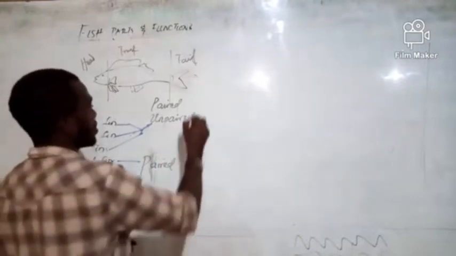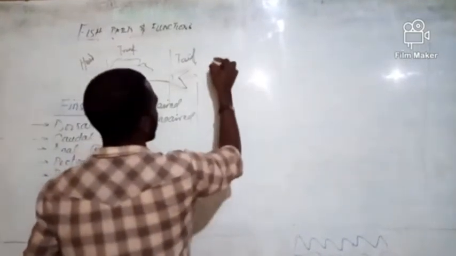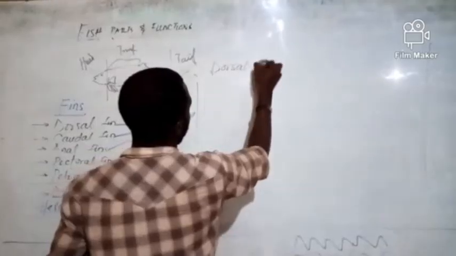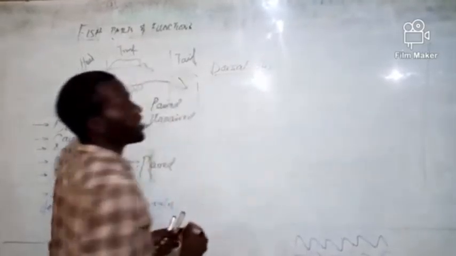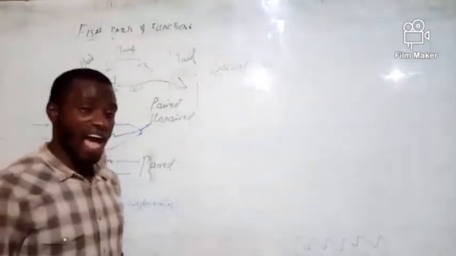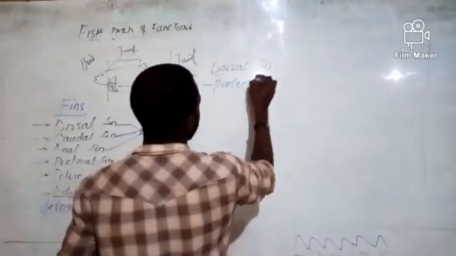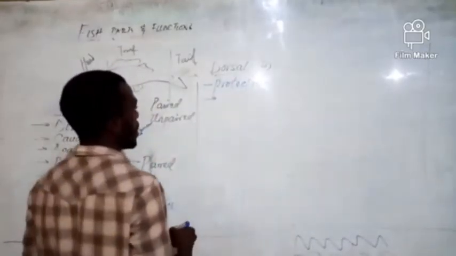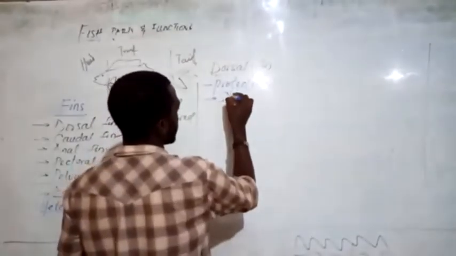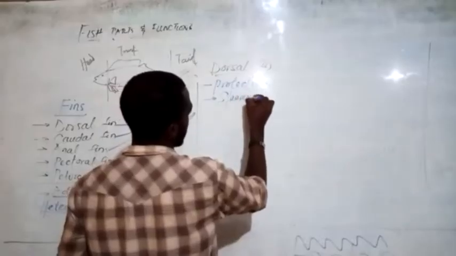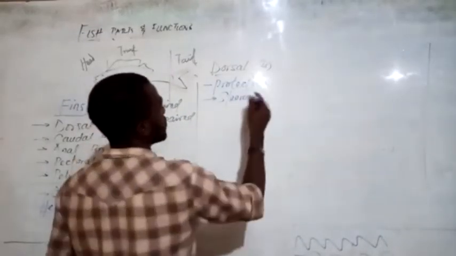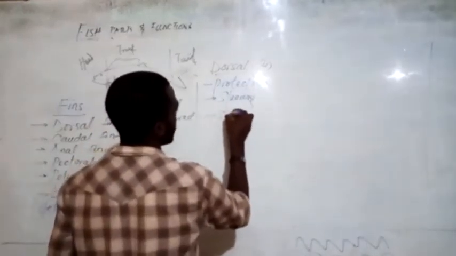Alright, now let's discuss their functions separately. Now, the dorsal fin. The dorsal fin of the fish has three primary functions, which are protection, steering, and stability.